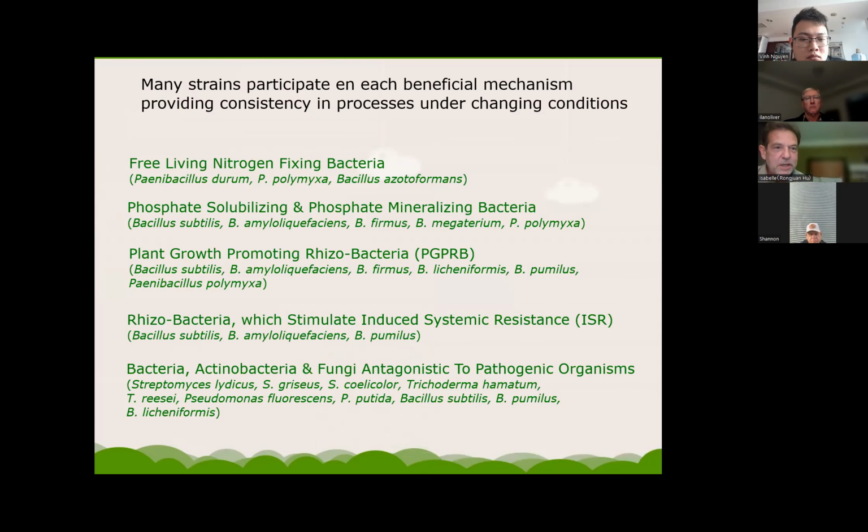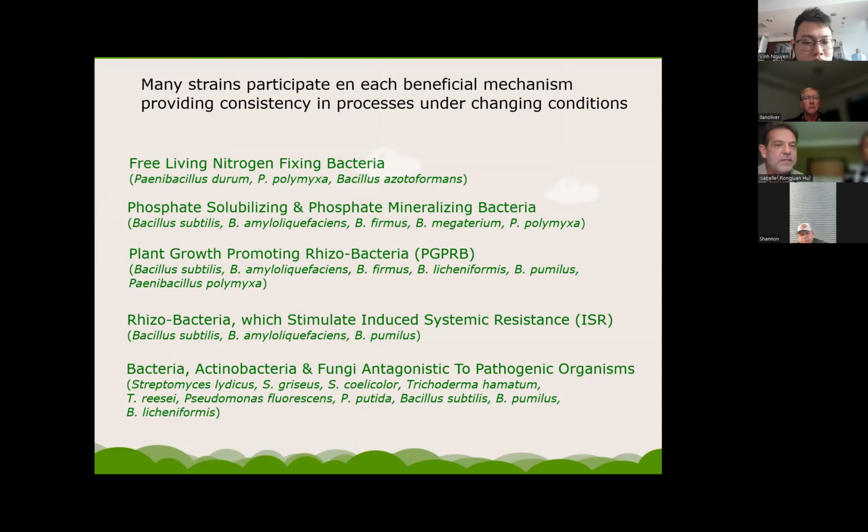The other interesting thing is that when you look at the microbes, some microbes do activities in completely different categories. For example, let's look at Bacillus subtilis. You see it solubilizing phosphorus. You see it doing plant growth promoting activities. You see them stimulating systemic resistance, and you see them also controlling diseases. These are not organisms that do one single thing.